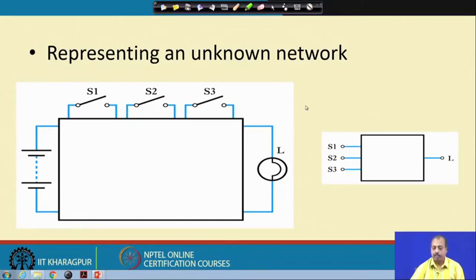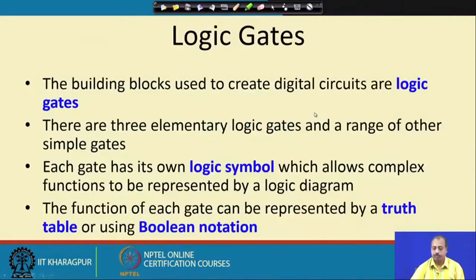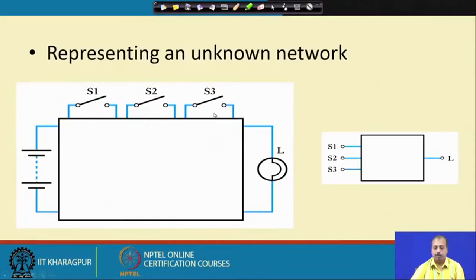Now, how do we find out the exact operation? For that, we need to apply different combinations and see whether the light glows or not. Suppose only when we connect S1, S2, S3 all of them in closed position, then only the light glows. That means only when S1, S2, S3 all the variables are 1, L will be equal to 1. So, it is an AND of 3 variables.